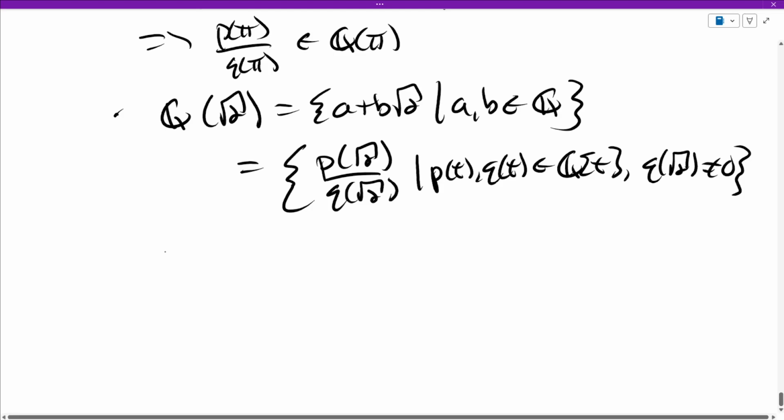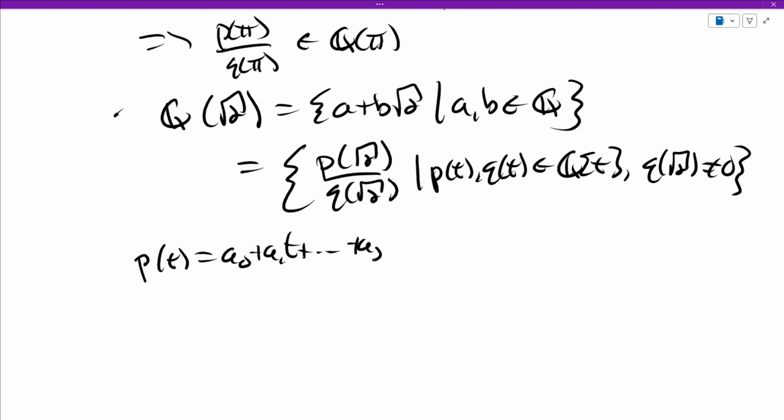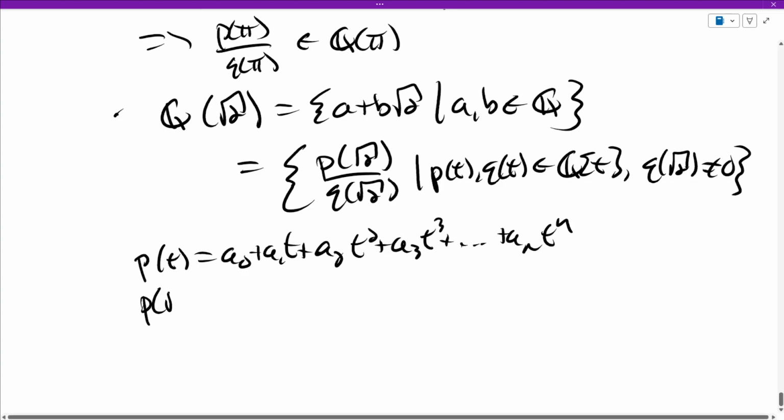So let's see. If I have a polynomial in t, a0 plus a1 t, let me actually write in some of these intermediate degrees, a2 t squared, a3 t cubed, all the way up to an t to the n. And what happens when we plug in root 2?